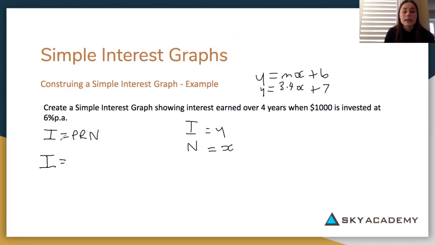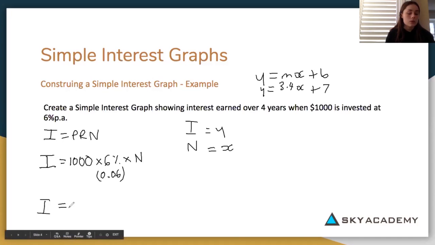So our P is our principal, which is $1,000, and it's going to be times 6%, which is just 0.06. And we're going to times it by our N. We aren't going to sub for I or N. So now let's get our formula.